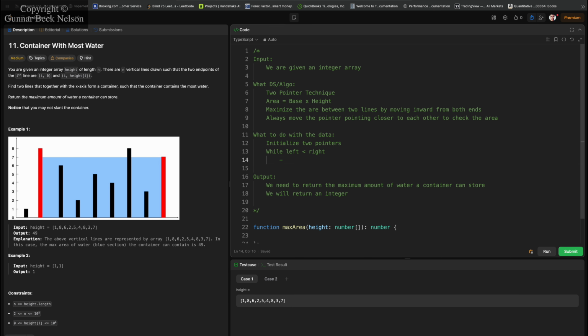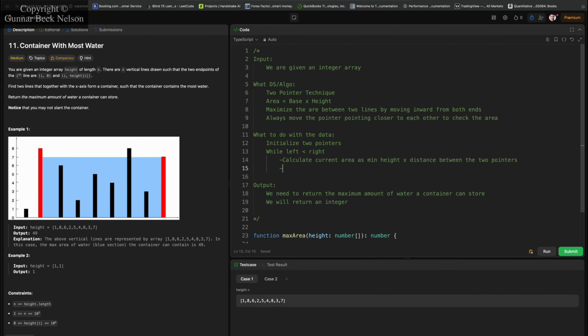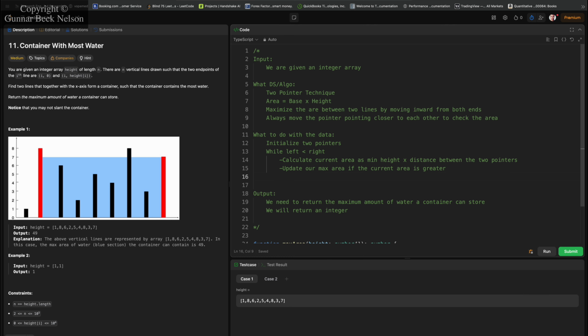And while the left is less than the right, we're going to calculate the current area as min height times the distance between the two pointers. And we're going to update our max area if the current area is greater. And we will move the pointer while updating our max area.